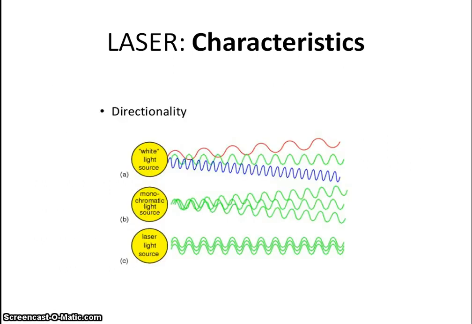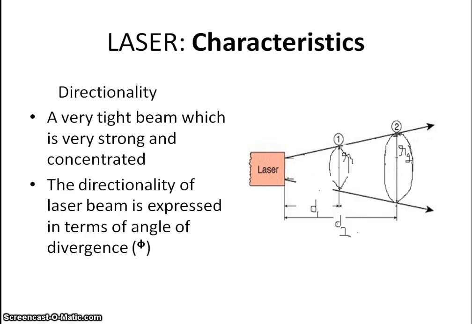Now this slide over here shows what is directionality. If you see in the slide, a white light source emits all colors in different directions. Even if you take a monochromatic source of light as shown in picture B, it is monochromatic but not directional. There is divergence. Whereas if you see C, the laser light source, it is highly directional in nature. So now this laser beam, as you would see, has some amount of divergence.